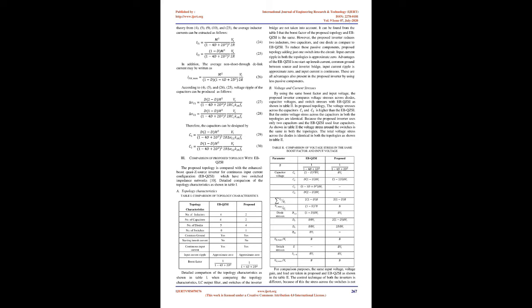3. Comparison of proposed topology with EB-QZSI. The proposed topology is compared with the Enhanced-Boost Quasi-Z-Source Inverter for continuous input current configuration, EB-QZSI, which has 2 switched impedance networks. 10. Detailed comparison of the topology characteristics is shown in Table I.